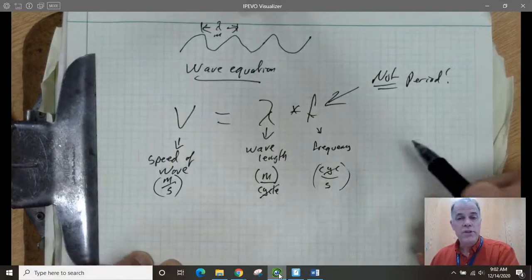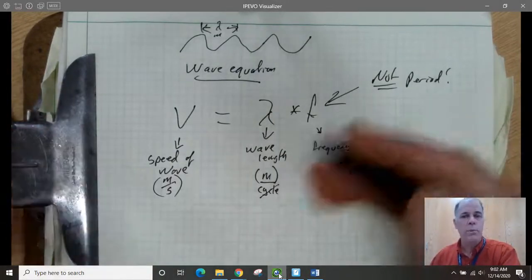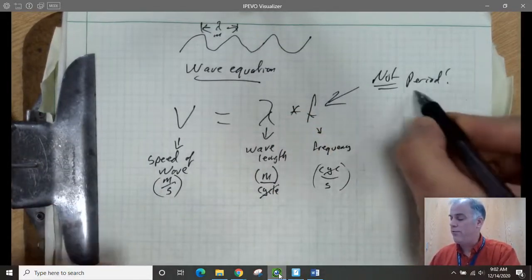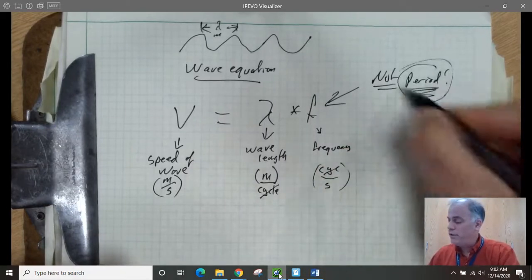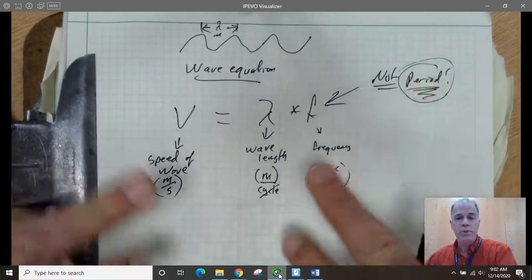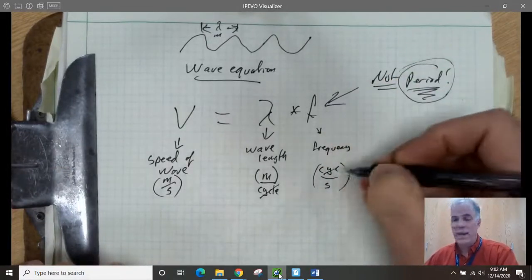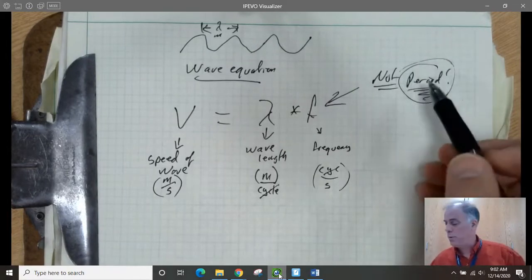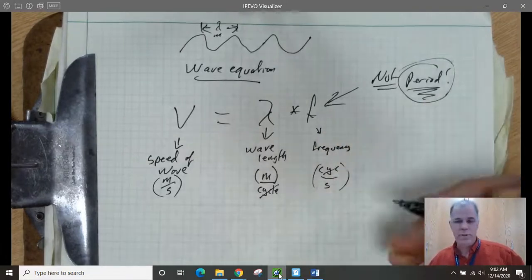Okay, so this means that you have to be paying attention to the information that's given to you in a problem or the information that you gather in a lab to see if you are gathering information for the period or for the frequency. And if the number you have is for the period, then you have to flip it upside down so that it is frequency so that you can feed this equation. That's why we care very much about the difference between period and frequency. Because to feed the wave equation, we got to have frequency.